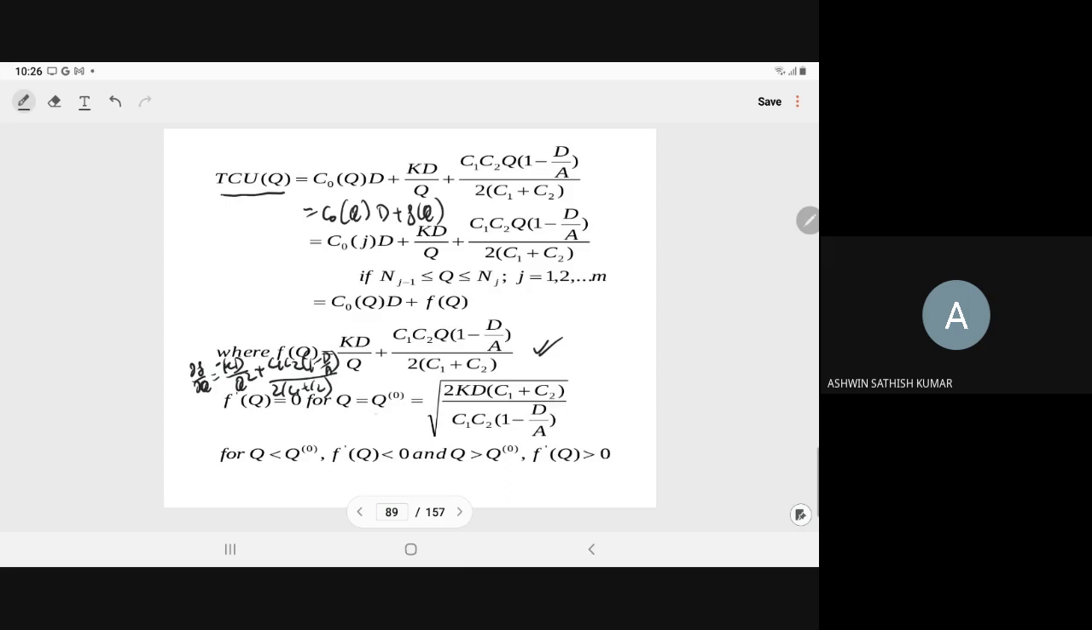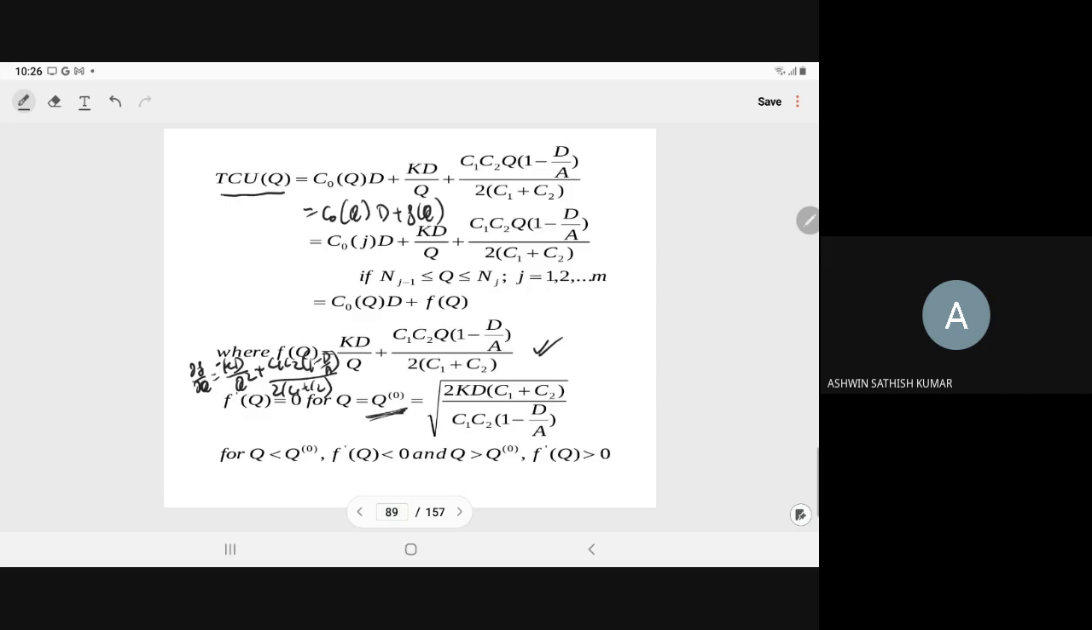From here the Q will come. I am not saying it is the Q star. It is the optimal Q for the FQ, not for TCU. It is the optimal Q only for the FQ. So Q naught will come, that I am representing as Q naught.